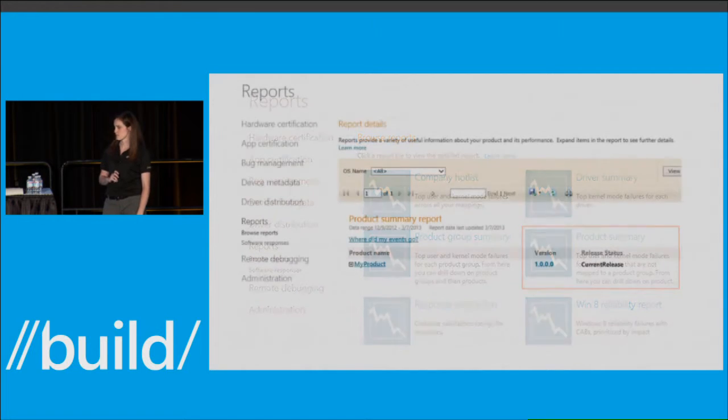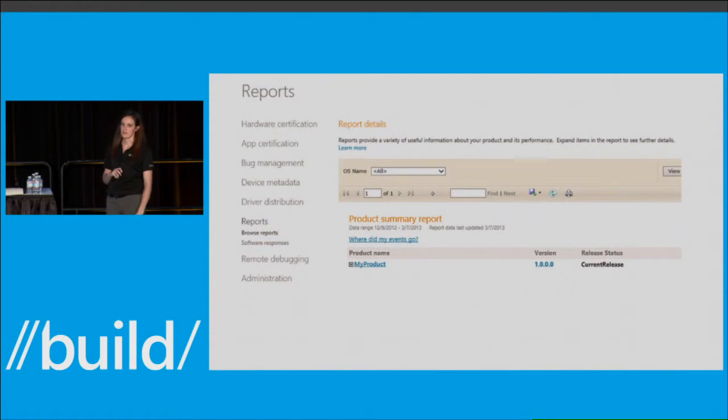But let's look at the product summary report because that's where my file information is going to be. Okay, so the first thing here you'll notice is my product is there. I just created it. Now it's showing up in my reports.